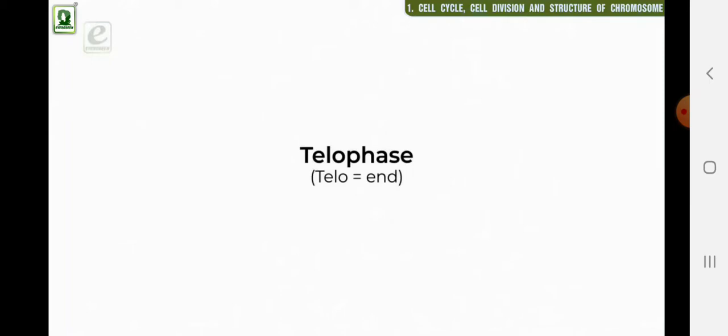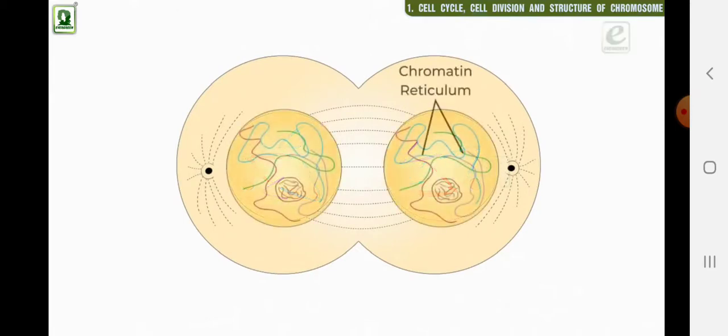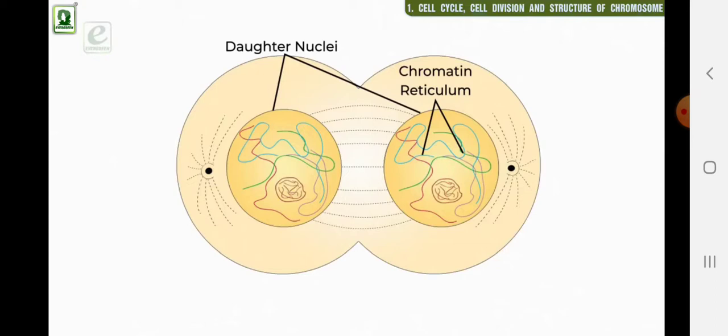Telophase. Telo means end. Each sister chromatid, that is, daughter chromosome, which reaches the opposite poles, starts uncoiling, thinning, and elongating. They form a network-like structure called chromatin reticulum. Around each chromatin reticulum at the two poles, the nuclear membrane reappears, giving rise to the two daughter nuclei. Nucleoli reappear in each daughter nucleus.